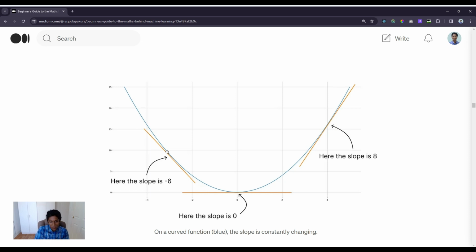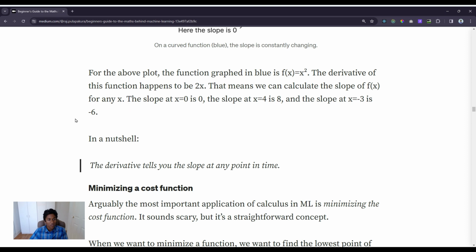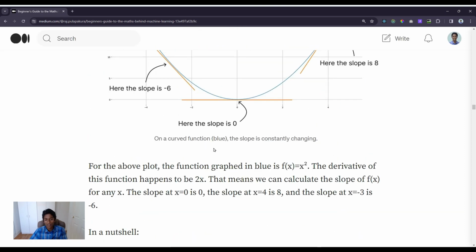So that's the difference between the derivative and the slope. The slope is for straight line functions, whereas the derivative is for curved functions, where the slope is changing throughout the graph. For the above plot, the function graphed in blue is f of x equals x squared. The derivative of this function happens to be 2x.